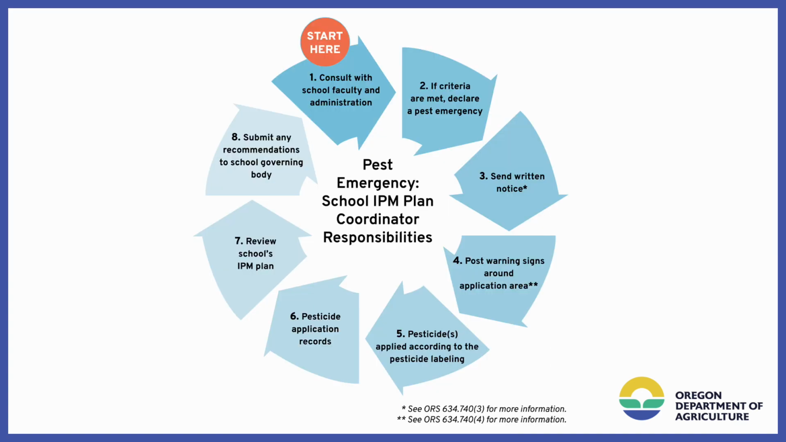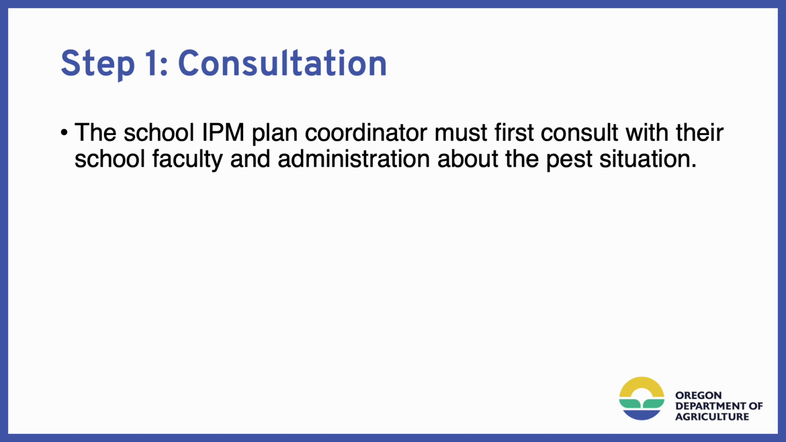This diagram is a quick, step-by-step reference guide of your responsibilities as the school's IPM coordinator when declaring a pest emergency. For this module, we'll focus on steps 1 and 2. After you have determined there may be a pest emergency present on your campus, your first step towards declaring a pest emergency will be to consult with your school's faculty and administrators. During the consultation, describe your findings and articulate how potential hazards or threats will affect the school community or structural integrity of the building or infrastructure.